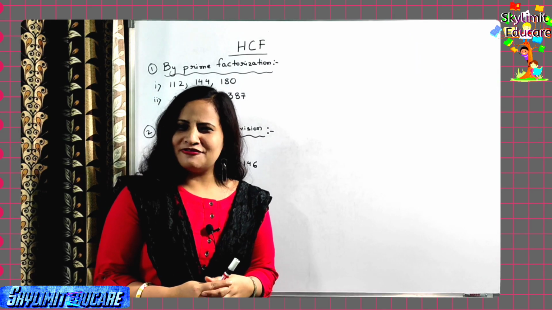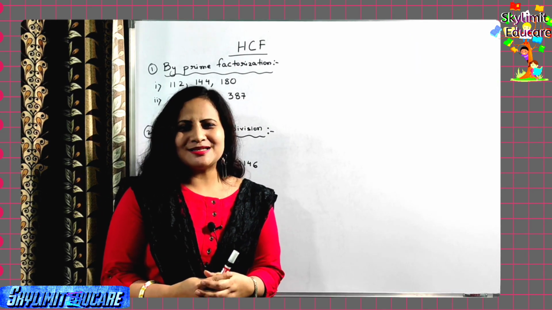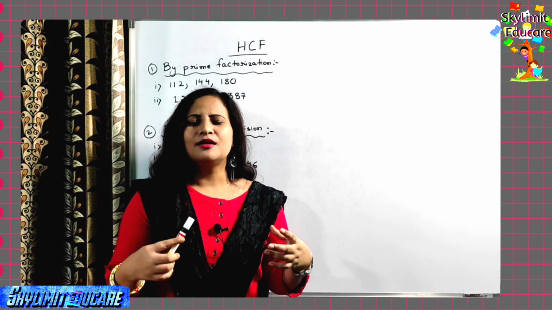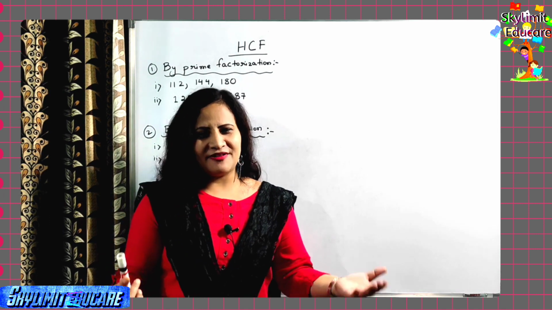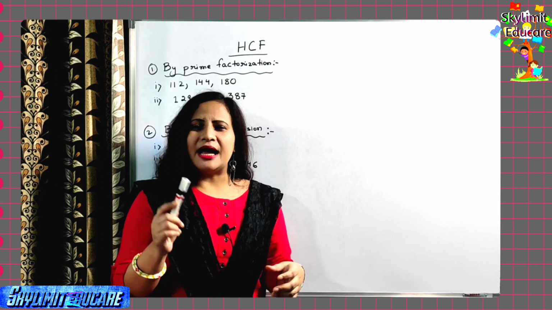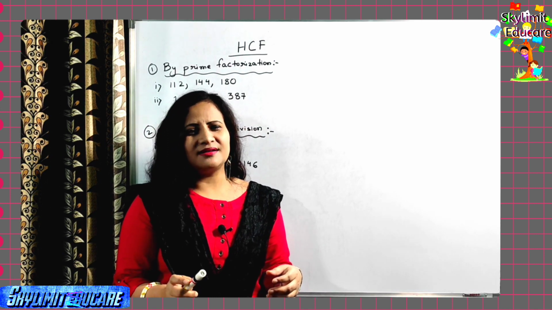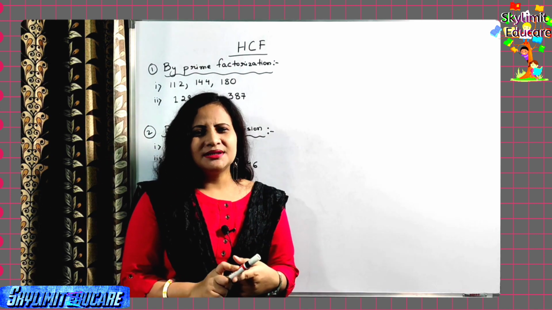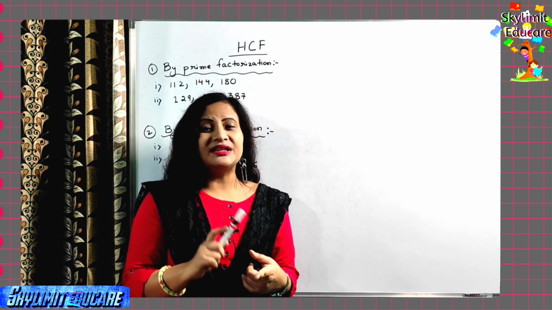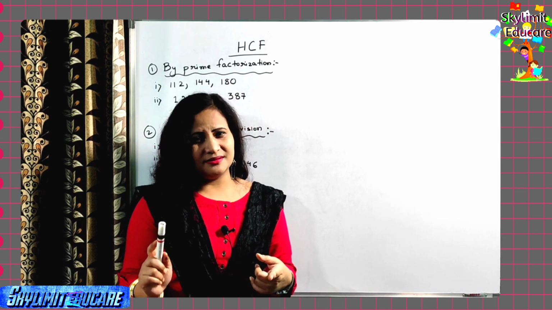Students, I hope you all are fine. Today we are going to discuss two ways to calculate the highest common factor, that is the HCF. And factor, you already know what a factor is. A factor of a number is a number that completely divides the number without leaving any remainder, right?